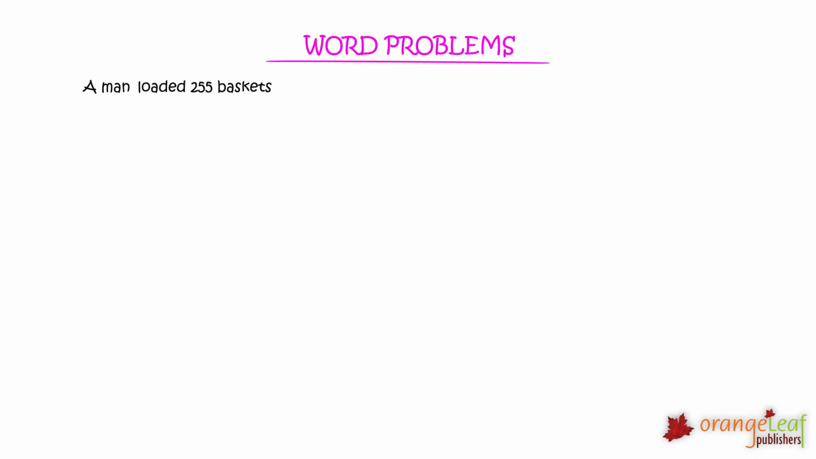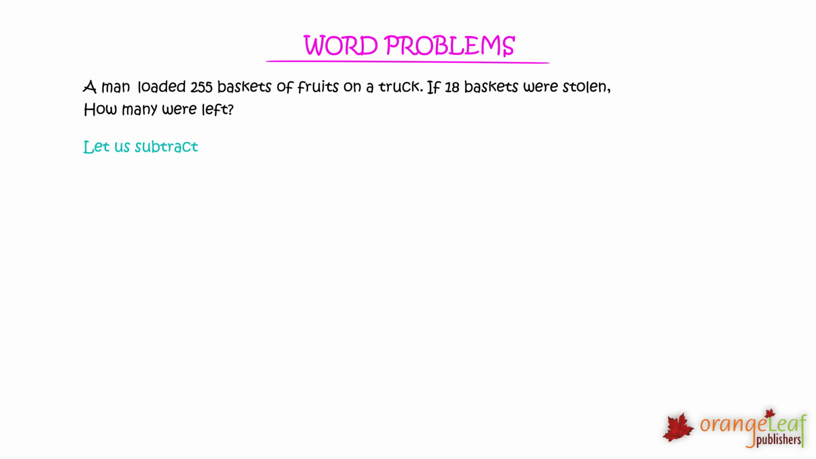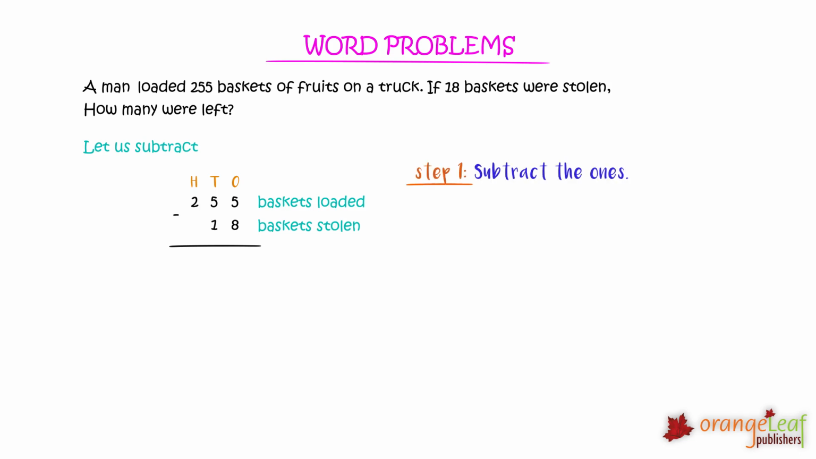A man loaded 255 baskets of fruits on a truck. If 18 baskets were stolen, how many were left? Let us subtract 255 minus 18. Step 1. Subtract the ones place. 5 minus 8. But since 5 is less than 8, we are going to borrow 1 from the tens place. Cancel 5, write 4, and write 1 in the ones place. 15 minus 8 is equal to 7. Step 2. Subtract the tens place. 4 minus 1 is equal to 3.